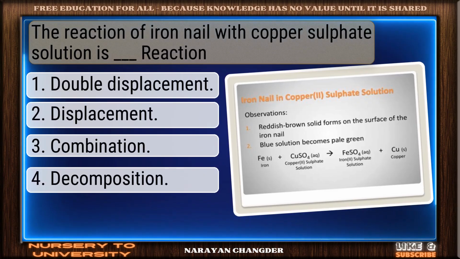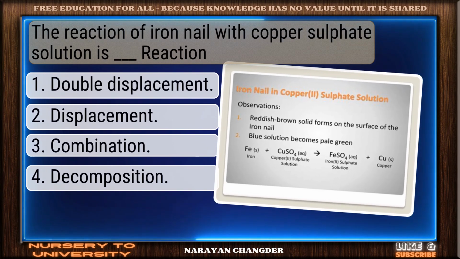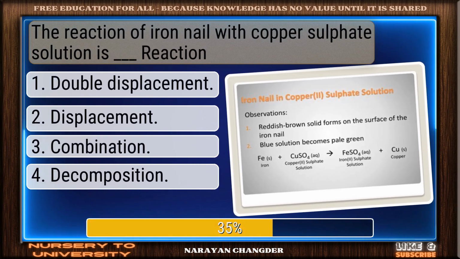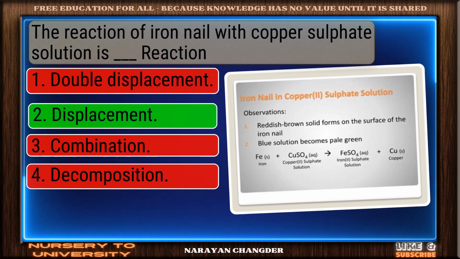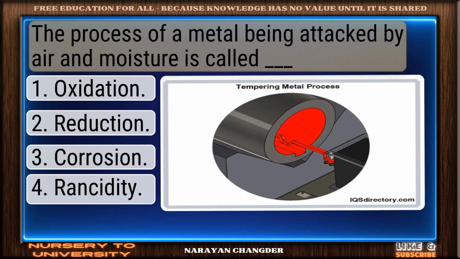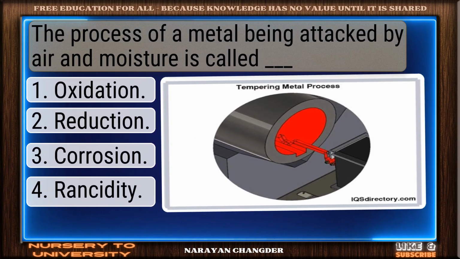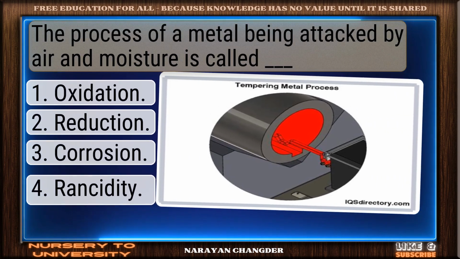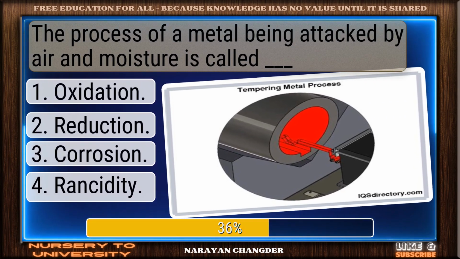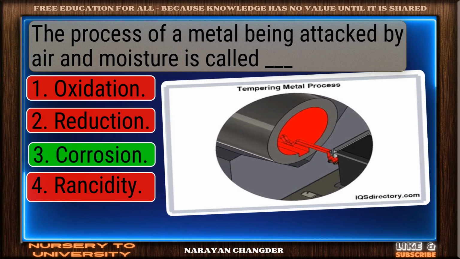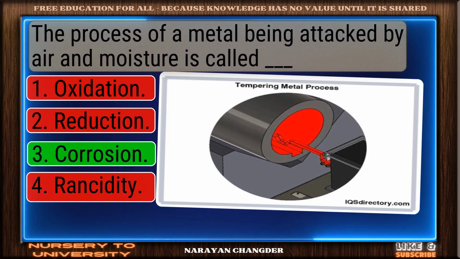The reaction of iron nail with copper sulfate solution is dash reaction. You got it. Displacement fits. The process of a metal being attacked by air and moisture is called dash. Sharp thinking. Corrosion is right.